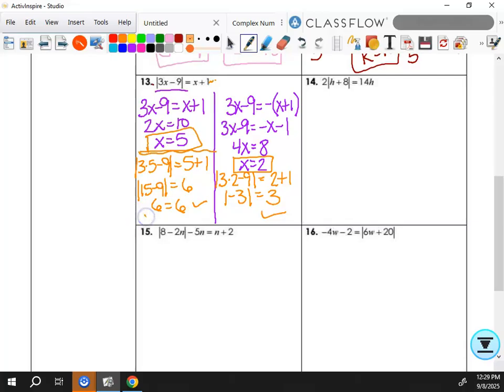I was trying to get 6. In my head, I was like, why am I not getting 6? That's what I kept thinking. I didn't need to get 6. I just needed this to be a true statement.